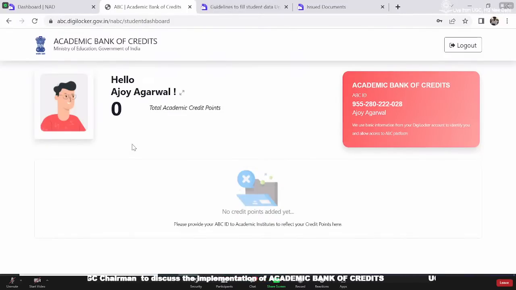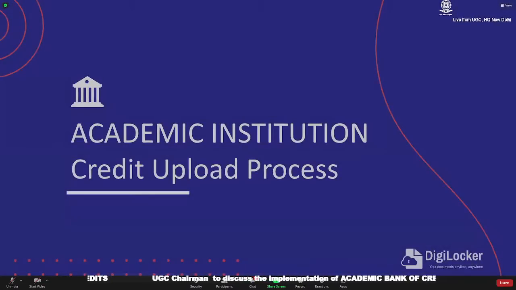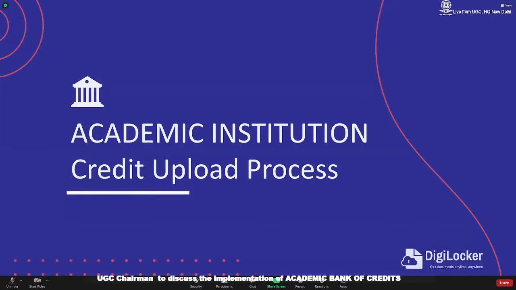Once the credit starts uploading, all the credits, along with the university which has uploaded these credits and the subjects, start appearing here. Now I go back to my presentation again. The next question is that once the student has the ABC ID and provides it to the academic institution, how will the academic institution upload the credit, and also the registration process, that is, how academic institutions have to first register on ABC.